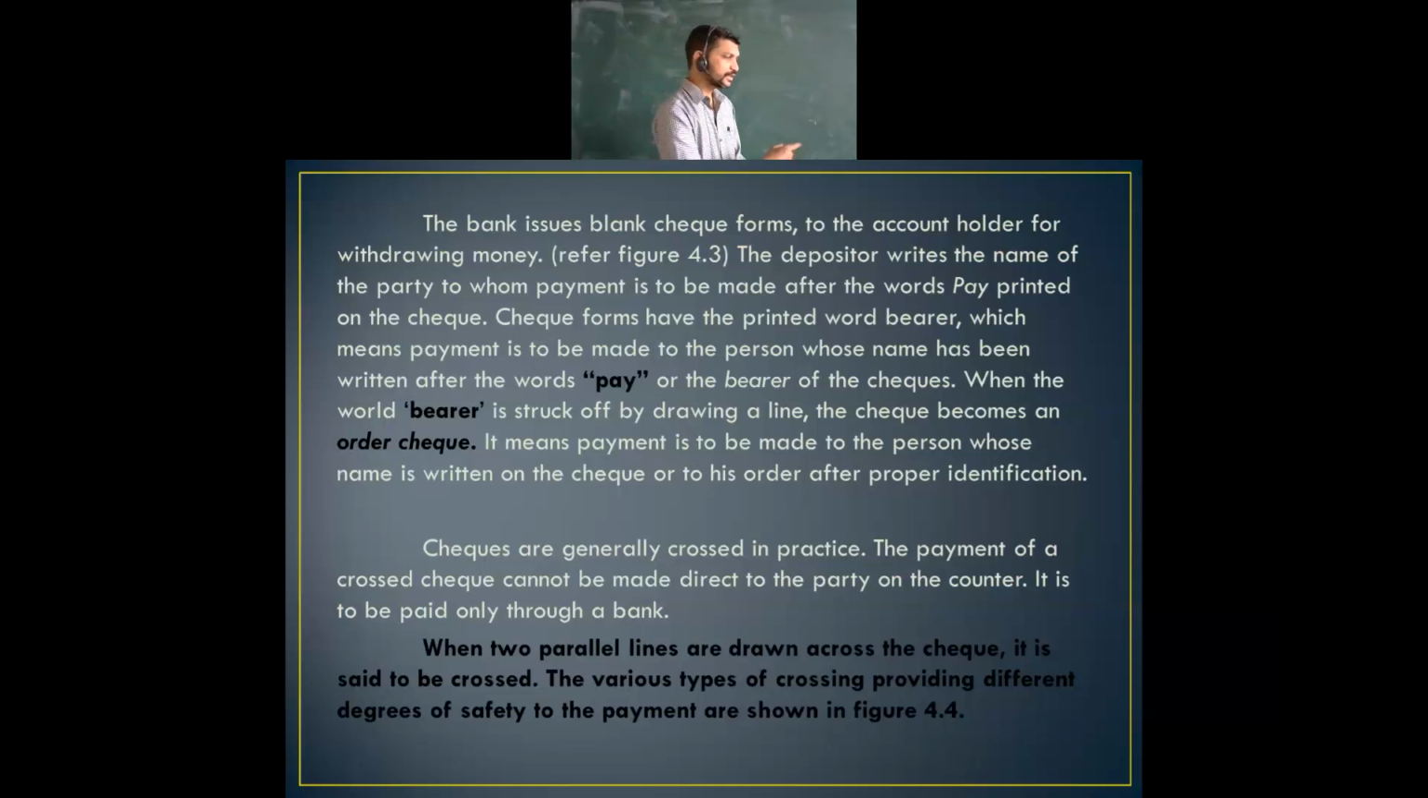When two parallel lines are drawn across the check, it is said to be crossed. It means cross verification has to be done. Then the various types of crossing provide different degrees of safety to the payment, as shown in the figure on the next slide. For what purpose? It is most probably for safety purposes.